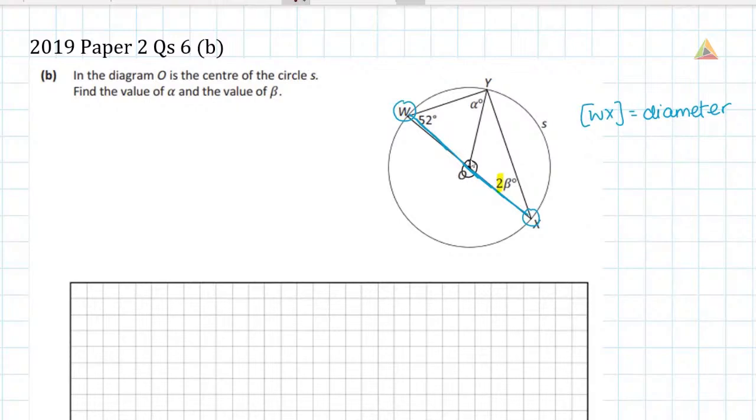And why I say that is when I look at this first, I see there's a line drawn here from O to Y, and it's coming from the center to the circle, so that's going to be a radius. And we know that W to X is a diameter, and that the diameter is twice the radius, so that means the distance from W to O is also a radius.